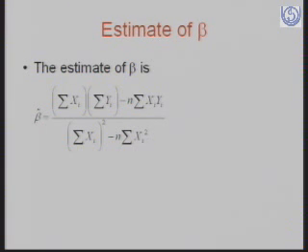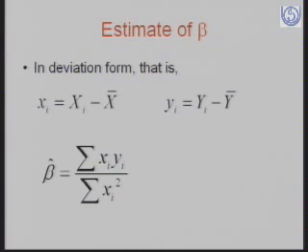So this looks quite complex, isn't it? When you try to estimate this beta cap, you have to take summation xi, summation yi, then summation xi yi, then summation xi square, and summation xi whole square. So many concepts are there. In order to make the computation simpler, you can take the model in deviation form.